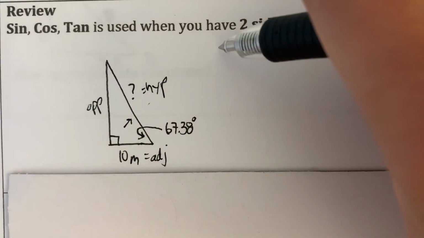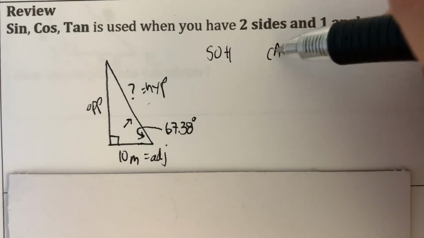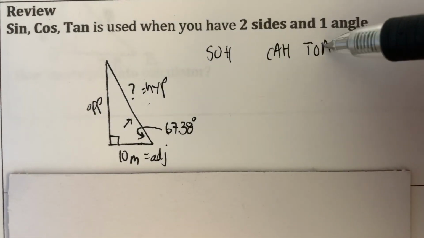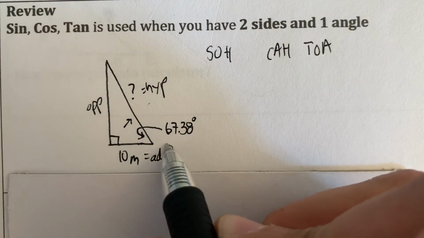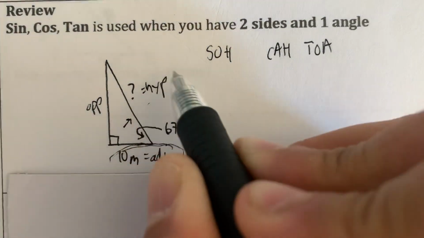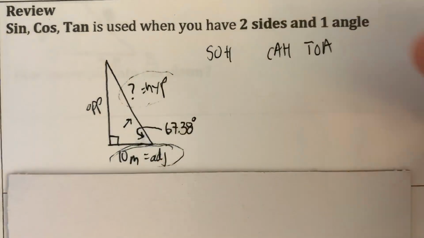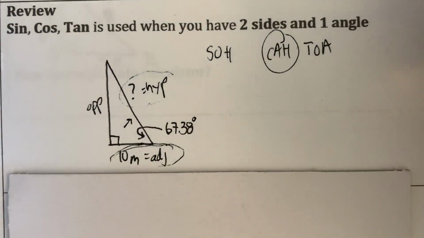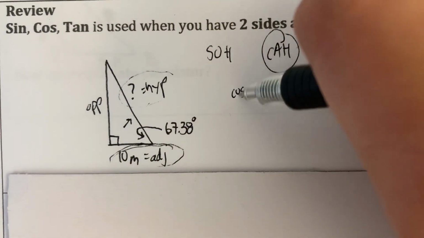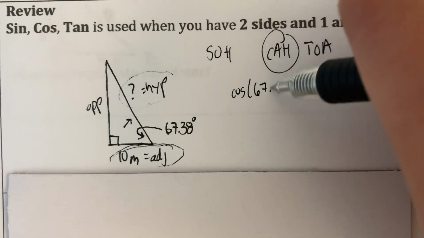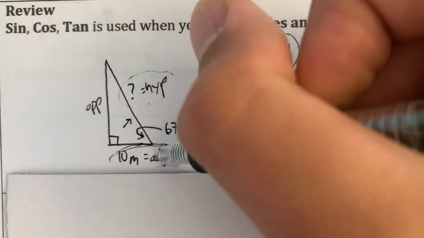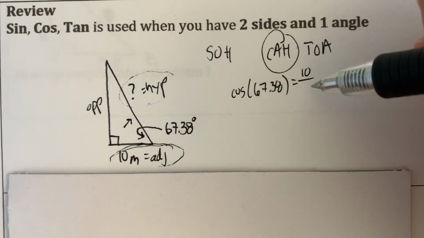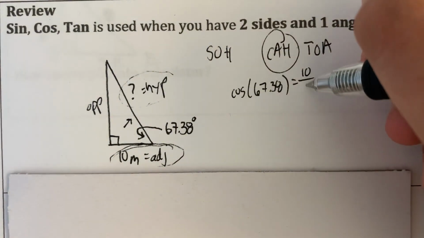And so we have to think, all right, we have SOHCAHTOA, sine, cosine, tangent, SOHCAHTOA. We are using the adjacent and the hypotenuse, so the A and H, so that means we will be using the cosine. So we have the cosine of the angle, 67.38, equals the adjacent over the hypotenuse, adjacent 10 over the hypotenuse, which we can put as x.